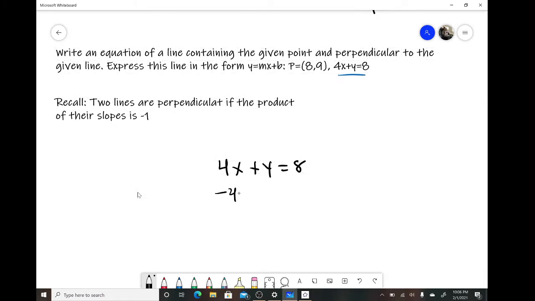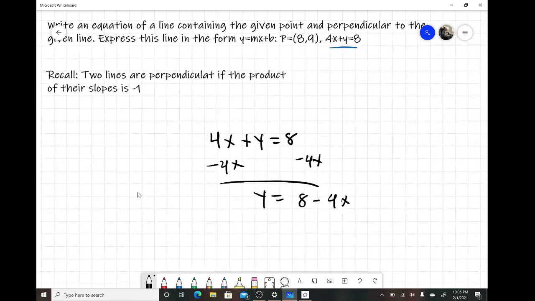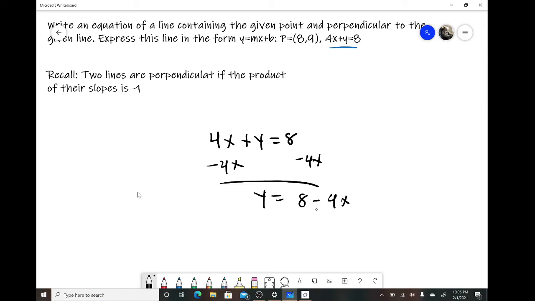So we take away 4 on both sides, and we have that y equals 8 minus 4x. Once again, this is a linear line. We could see that it has a negative slope, so it goes down from left to right, and it has a y-intercept at 8. So if we were to simply graph this really quickly, it has an intercept at 8, and it goes down like this. You could even find the x-intercept if you really wanted to.